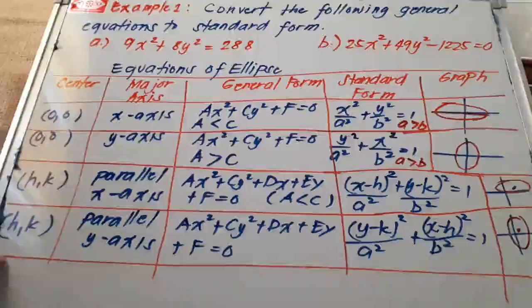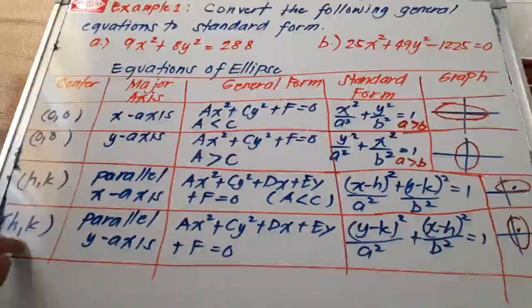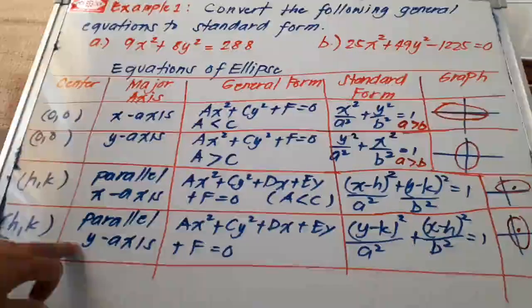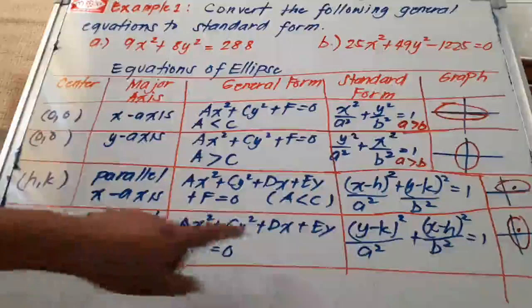And when the center of the ellipse is located at (h, k) and the major axis is parallel to the y-axis, this will be the equivalent graph.